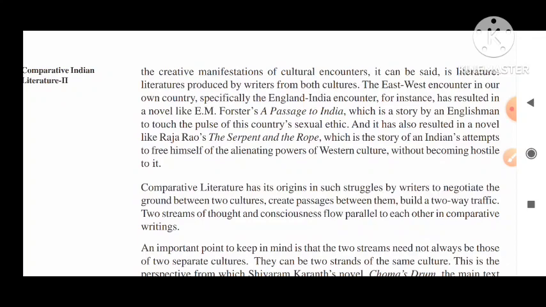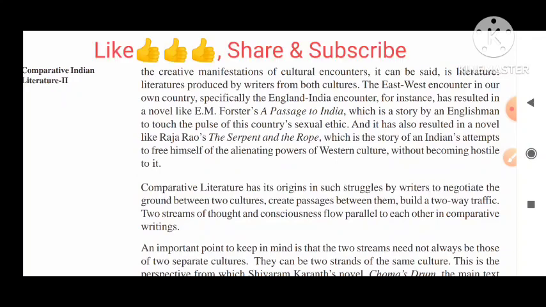It has also resulted in a novel like Raja Rao's The Serpent and the Rope, which is the story of an Indian attempting to free himself of the alienating powers of Western culture without becoming hostile to it. Okay, so the Englishman touching the pulse of the country's sexual ethic was described in E.M. Forster's A Passage to India, whereas Raja Rao's The Serpent and the Rope tells of an Indian attempting to free himself of the alienating powers of Western culture without becoming hostile to it.